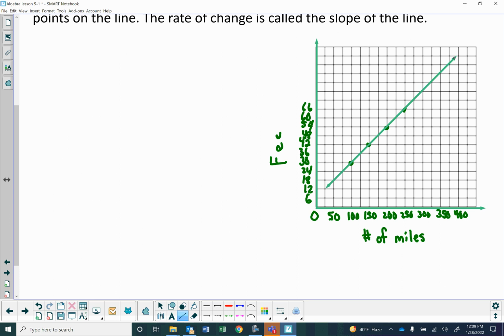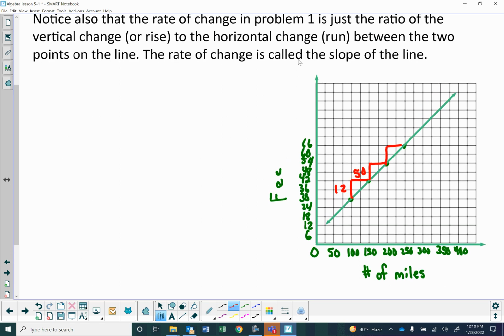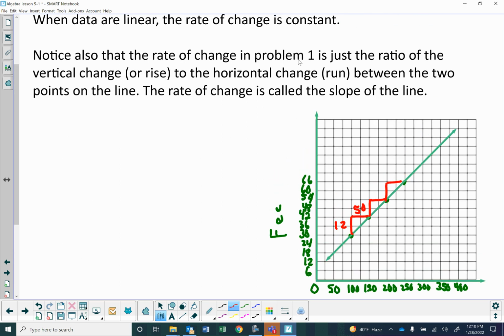And if you look at this, we can clearly see that my slope is going up 12, and it's going over 50. Up 12 over 50, up 12 over 50. So that is staying constant. Okay, the rate of change is constant. So this rate of change is obviously the slope of the line.